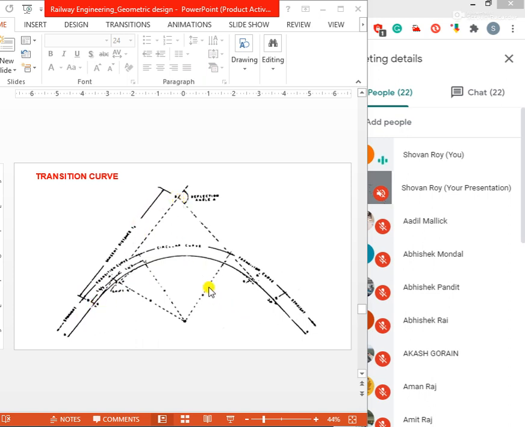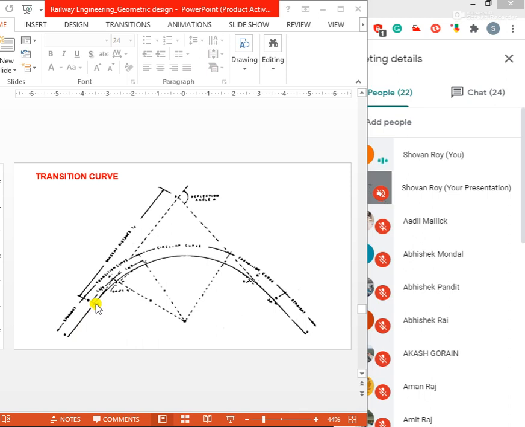Already in the circular curve, in the derivation or elements of the circular curve, you can see that kind of figure where the deflection angle is there, some tangent point is there, some intersection angle is there. So this tangent point is the starting point of the transition curve. So from the infinity point of the straight line to this tangent point, normally these transition curves are provided on either side.